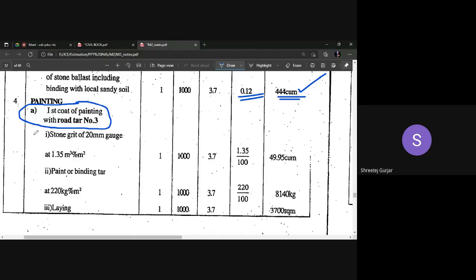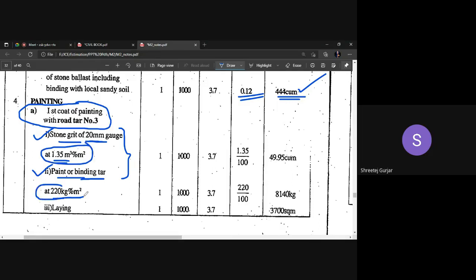As I've told you, we have stone grit and then we have paint. In your painting, we have 2 materials, that is, one is stone grit, one is paint, or your binding tar, right? So these 2 quantities make up your paint. Stone grit of 20 mm gauge. This is not given in our question. This is also not given in our question. They have directly assumed the quantity, so we will be using this quantity in our further numericals also.